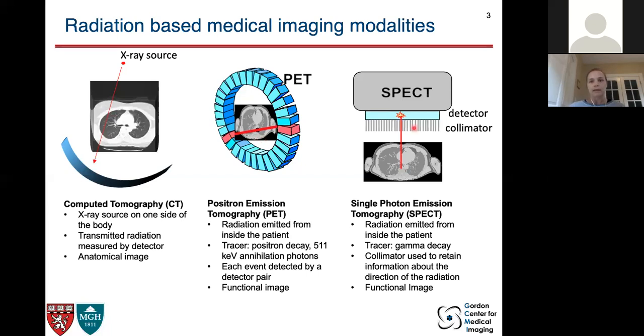So in SPECT, the tracer is also emitted from inside the patient, but the tracer is a gamma emitter. So in order to find the directionality, we can't use two opposing detectors as we did in PET, but we get the directionality by using collimators so that we know where the radiation came from.